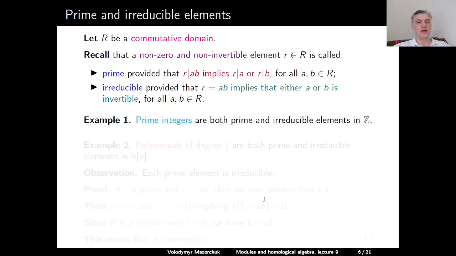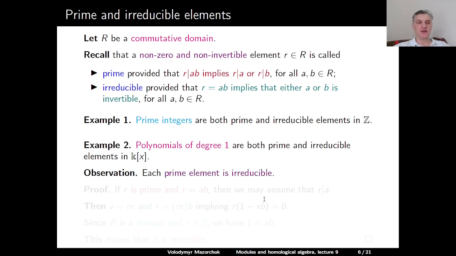For example, prime integers are both prime and irreducible elements in the ring of integers. Example 2, polynomials of degree 1 are both prime and irreducible elements in the ring of all polynomials in one variable. An interesting observation is that each prime element is irreducible.